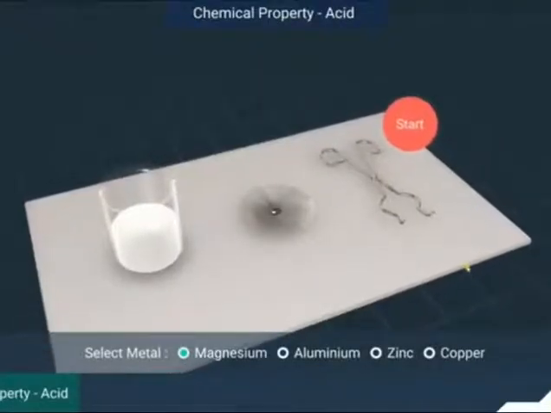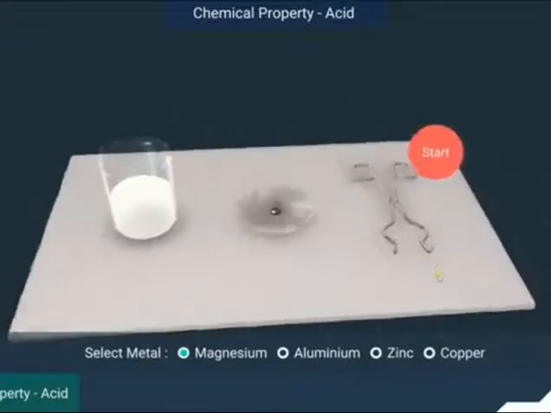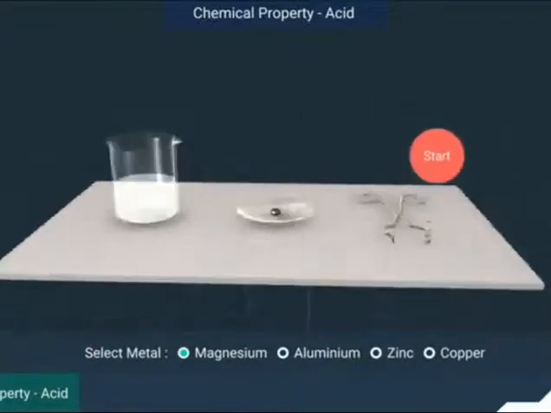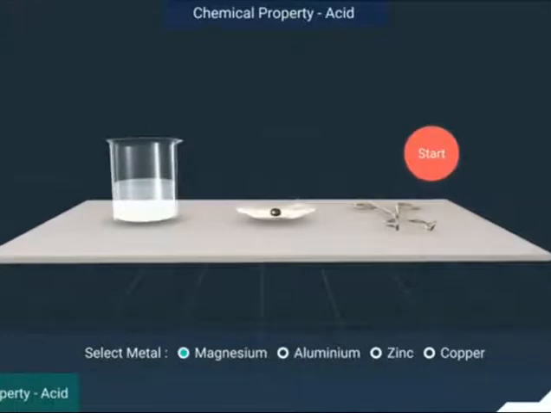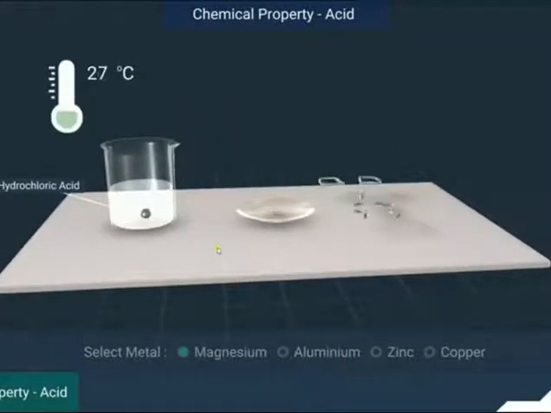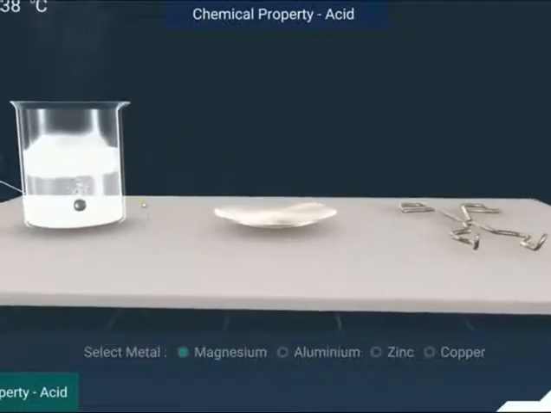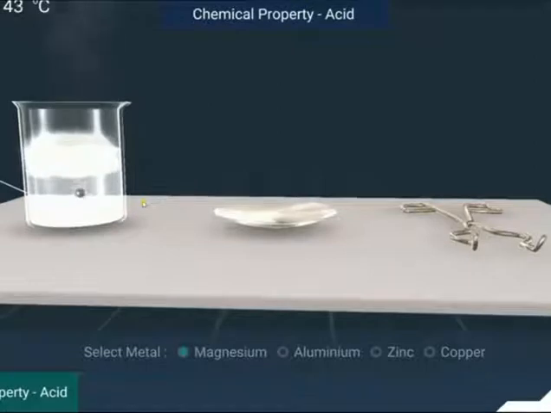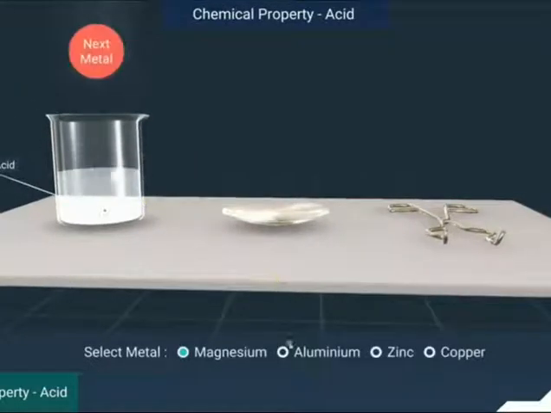What happens when metals react with acids? Let us learn with the experiments. Here we have taken metals like magnesium, aluminium, zinc and copper. Let us start first with magnesium. Put a piece of magnesium in the dilute hydrochloric acid. As you can see, there is formation of bubbles. The bubbles are nothing but hydrogen gas liberating out.